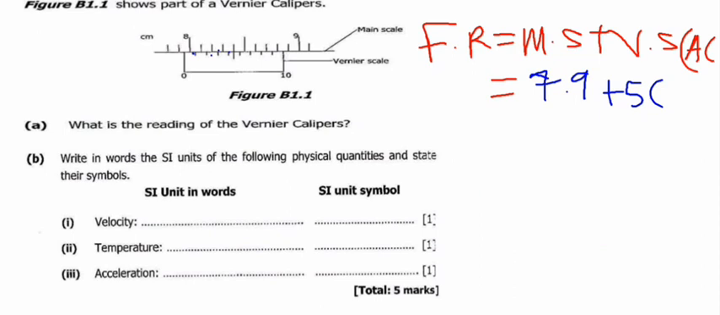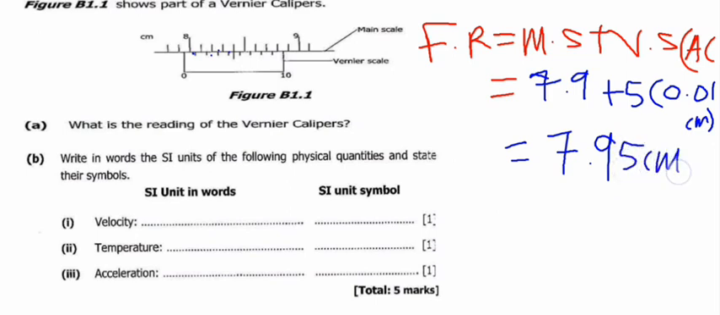So here we are going to say 0.01, then we put centimeters here, right? So when I do the computation, the final answer is 7.95 centimeters. Even here you are supposed to include the units. So that is our final reading, or the reading of the vernier calipers.